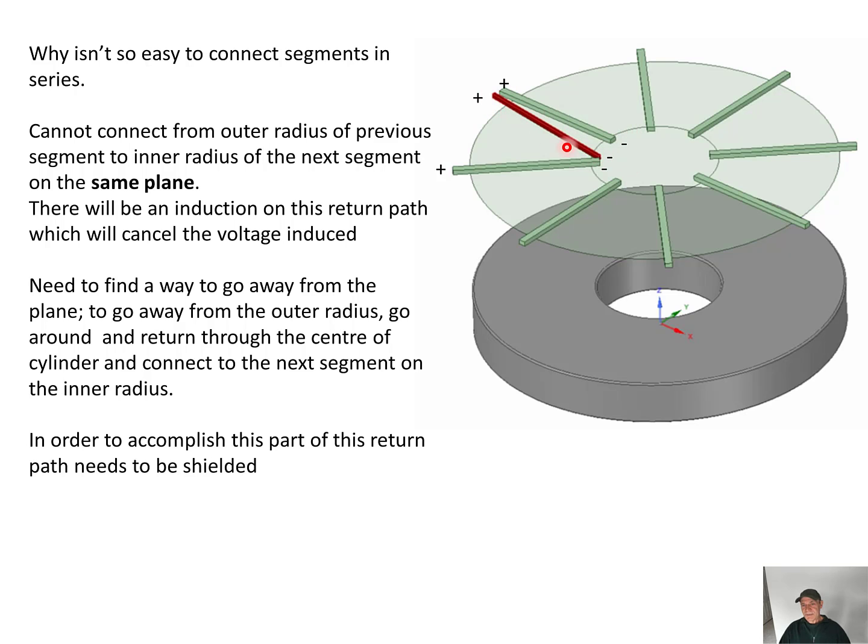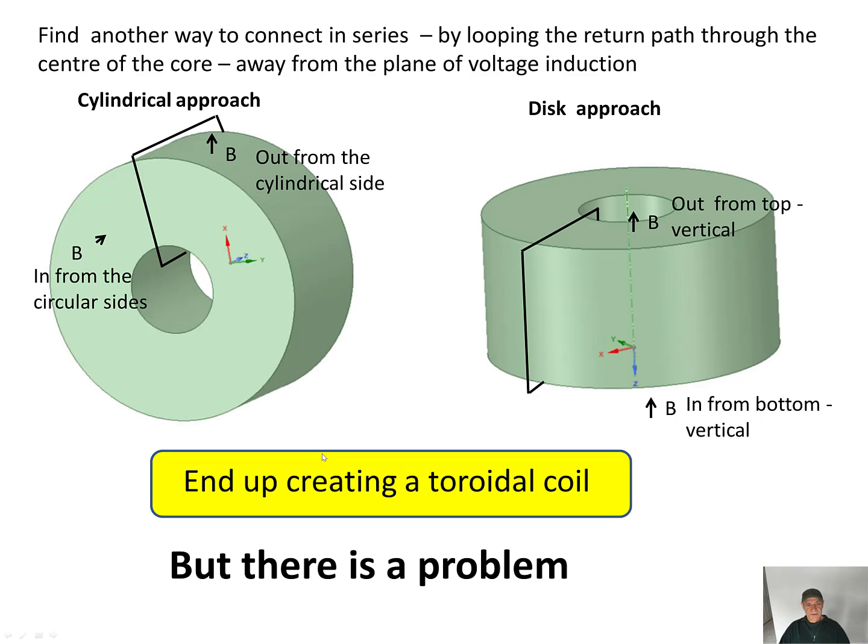We need to find a way to go away from the plane and away from the outer radius, go around and return through the center of the cylinder and connect to the next segment on the inner radius. In order to accomplish this, part of this return path needs to be shielded. So find another way to connect in series by looping the return path through the center of the core, away from the plane of the voltage induction.